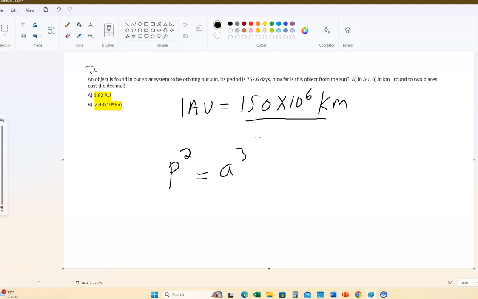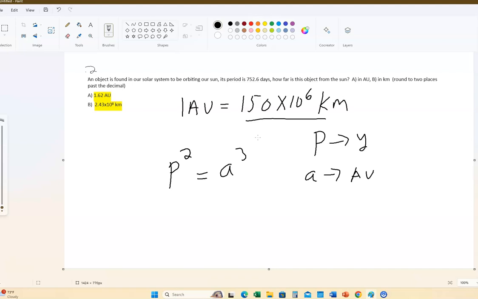As soon as you have an equation in any science course, you have to know what the proper units are. The version we're using right here is Kepler's original third law. The period must be in years, and a has to be in astronomical units, in AUs.